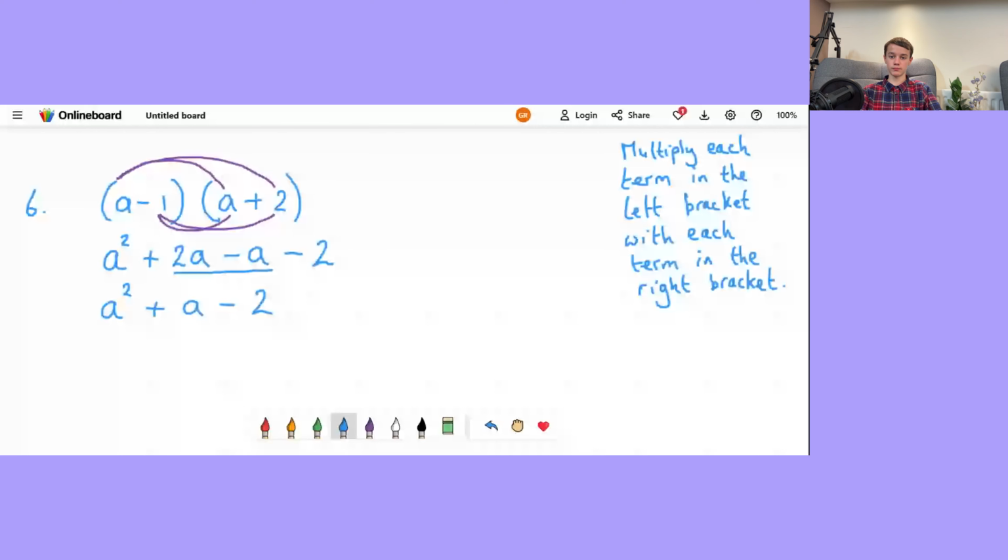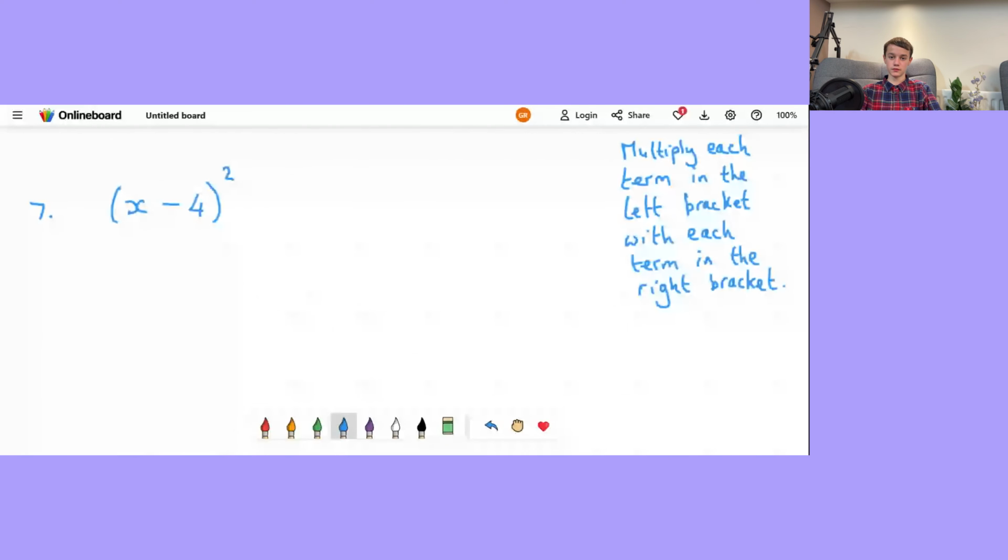minus 2. I haven't written 1a because if there is no number before an a, or an x or a y, it is assumed to be 1. So it's actually 1a, but we don't write that. So your bracket here is actually a double, even though it looks like a single. And you have to multiply each term in the left bracket with each term in the right bracket. But because it's squared, it's x minus 4 and then x minus 4. Look out for that so it doesn't catch you out.